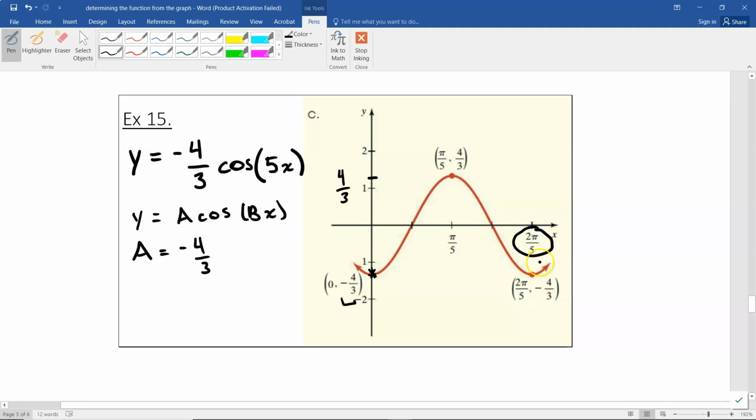The second and really the last thing to note is where it ends. So it ends at 2 pi over 5, and this is our period. So again, we divide 2 pi by our period, so we get 2 pi divided by 2 pi over 5. And remember that dividing by a fraction is the same as multiplying by that fraction's reciprocal. So we cross out these 2 pi's, and we're left with our b coefficient equaling 5. Putting all of this together, we get our solution.